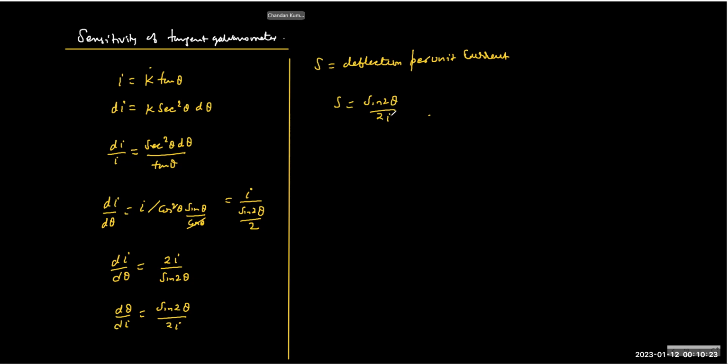So tell me when the sensitivity will be maximum. So for maximum sensitivity, any guess? Sin 2 theta is equal to 1, sir. Theta equals to pi by 4. So from this tangent galvanometer, the direct question that you can expect is at what angle the sensitivity is supposed to be maximum. This is the first question you will come across. Understood?